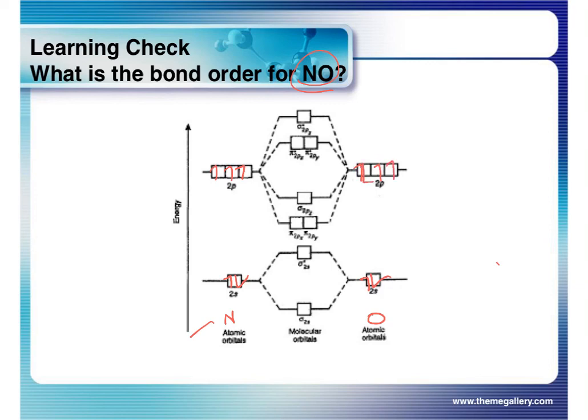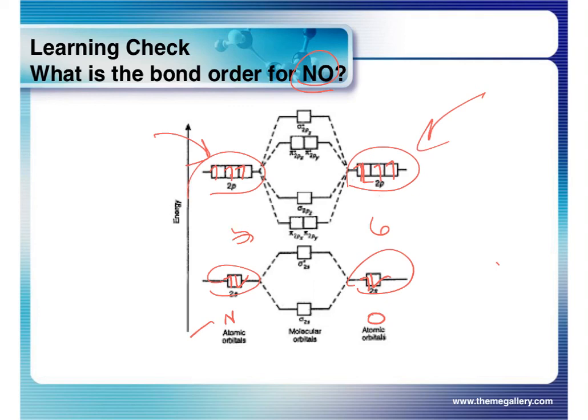Now you need to count the total number of valence electrons and place all of those in the center. We have 5 on the left side and 6 on the right side. Unless you're asked, you don't need to fill in these atomic orbitals. Just memorize how many valence electrons every atom has. Nitrogen has 5 and oxygen has 6, so you have a total of 11 valence electrons, and then start filling them in, following the rules. So 2, 4, 6, 8, 10, 11.